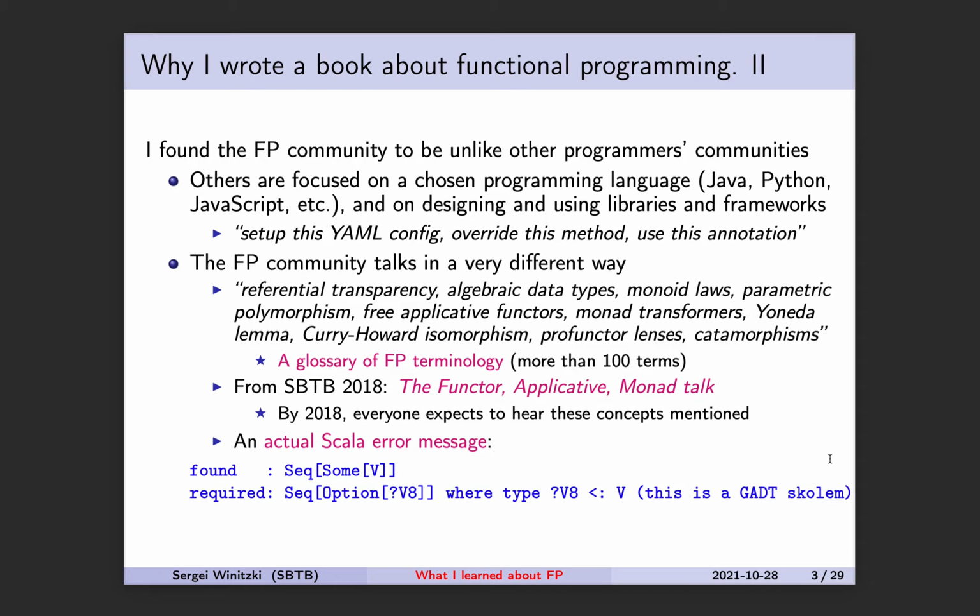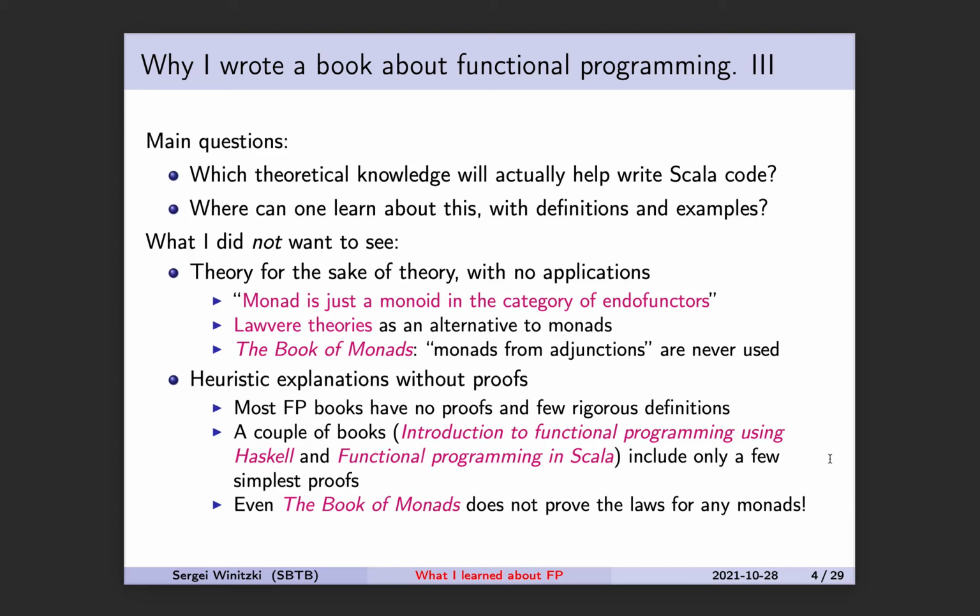So what is the scope of the knowledge of theory that actually helps me write code? And where can I learn about that? I would like to have definitions, clear definitions, and examples of code. For instance, what is a free applicative functor? What is the definition of that? And how do I implement the code for this? How do I make sure that I implemented it correctly? And so on. That is what I was looking for.